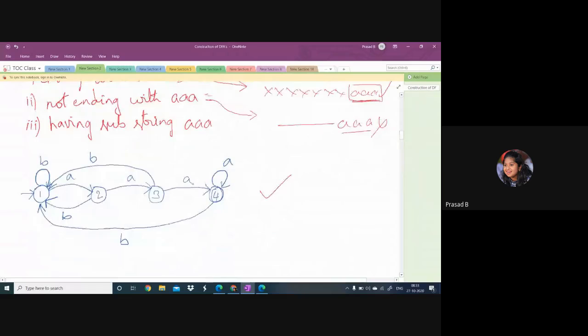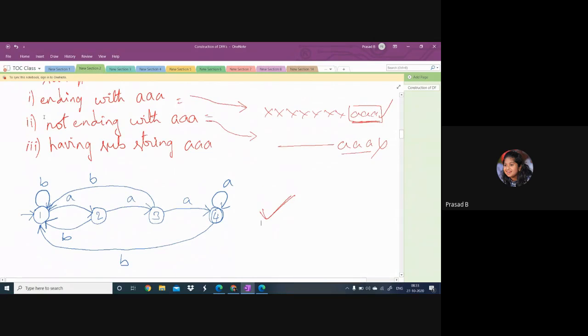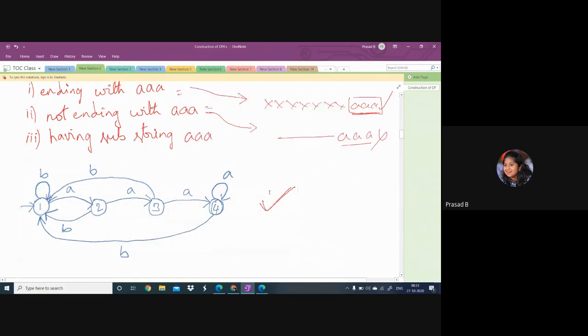Now, as this is the automata for the first language, we need a complement of this automata. We want the automata which accepts any combination of A and B, but should not accept if the last three symbols are A's. Otherwise, you accept every string. That is the second question. So this is the answer for the first question, and we want the complement of this automata.